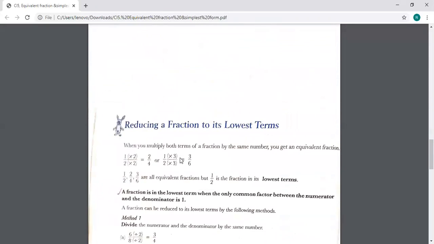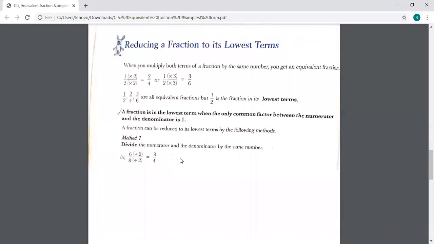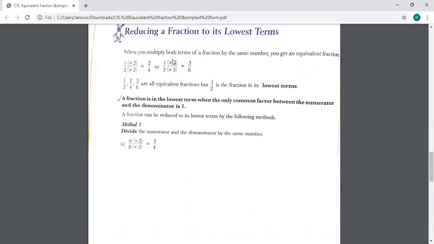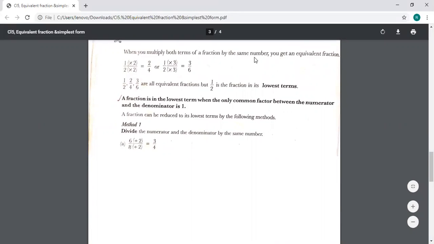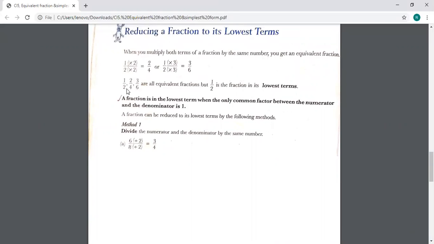Now for reducing a fraction to its lowest term, which is the simplest form: you multiply both terms of a fraction by the same number, you get an equivalent fraction. That is clear to you. Now, what do you mean by lowest term? Here it says that 1 by 2, 2 by 4, 3 by 6 are all equivalent fractions. But 1 by 2 is called the lowest term or the simplest form. Why? Because they do not have any common factor.